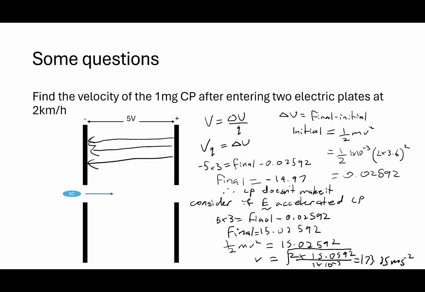The way the original question was designed though, because the electric field was going against the positive charged particle, it actually decelerated it, because the electric field accelerates in the direction of the charged particle. So that's on me for making a not physically possible question, but considering if it was possible, then it would have been 173.35.